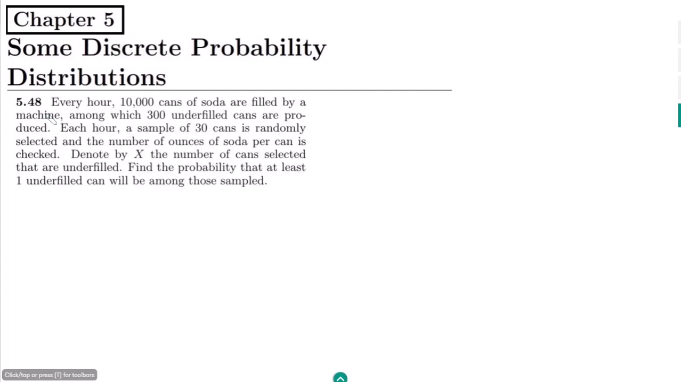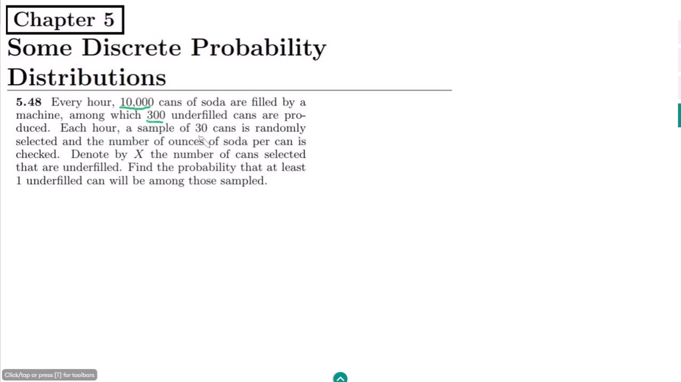Welcome back, guys. This is question 5.48 and the statement of it is: every hour 10,000 cans of soda are filled by a machine, among which 300 underfilled cans are produced. So these are the total number of cans, among which 300 underfilled cans are produced.